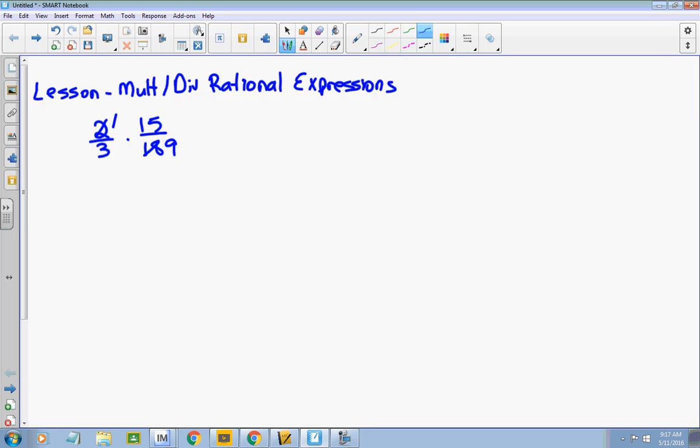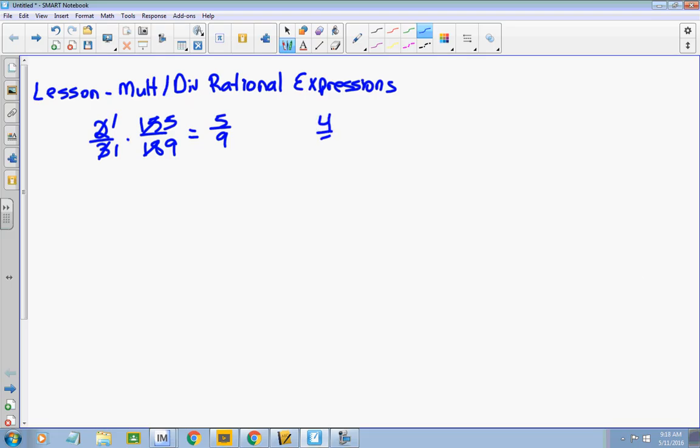I also notice that my 3 and my 15 have a common factor of 3. Now remember, it has to be a numerator and a denominator. They can be diagonal with each other or up and down. They have a common factor of 3. And so 3 goes into 3 once, 3 goes into 15 5 times, and then I multiply straight across, and I get 5/9. Okay, so that's multiplying fractions.